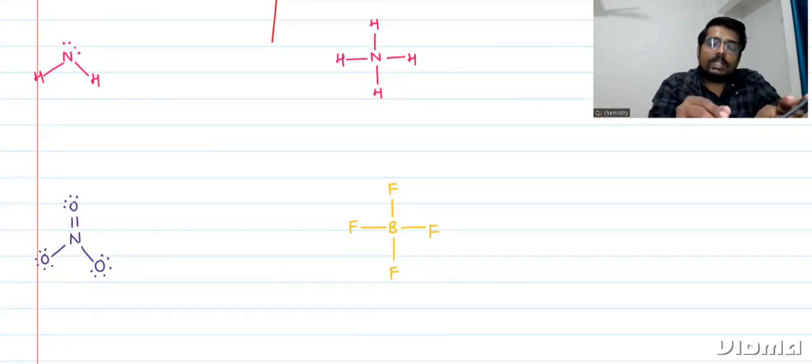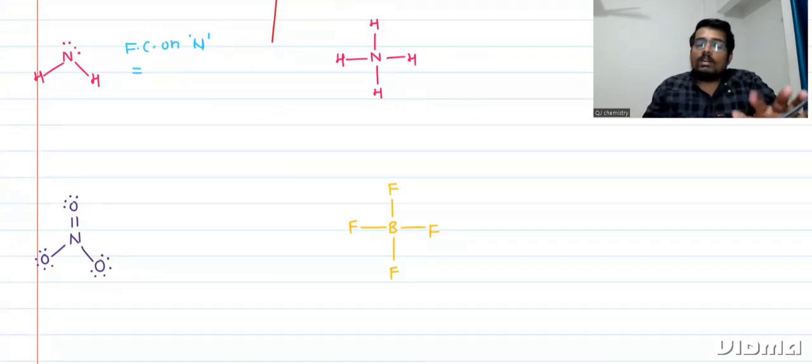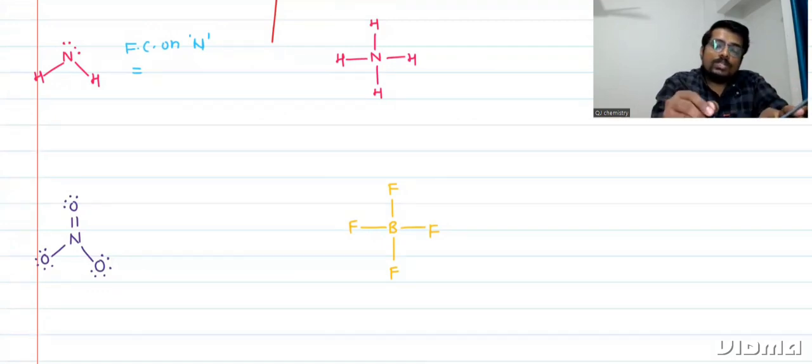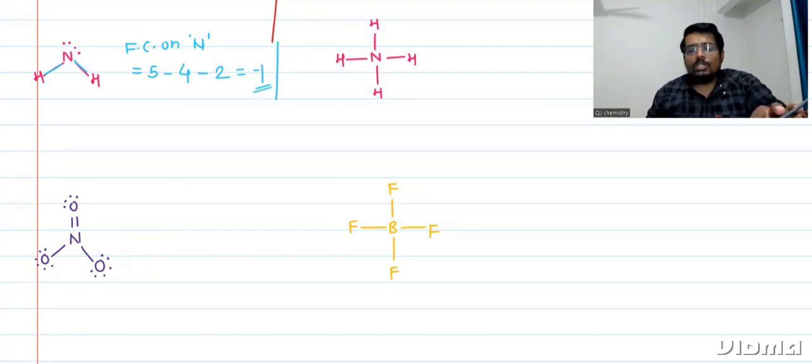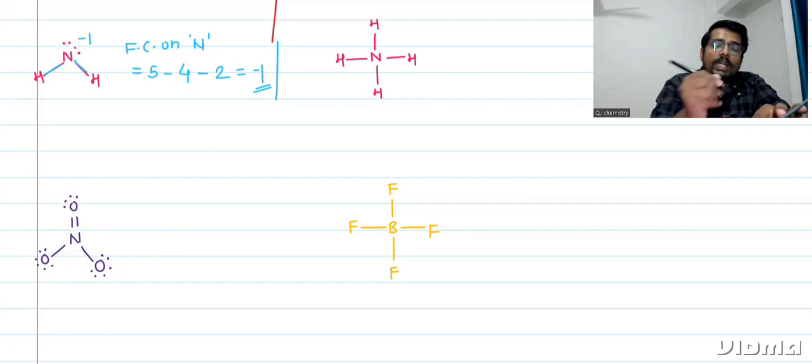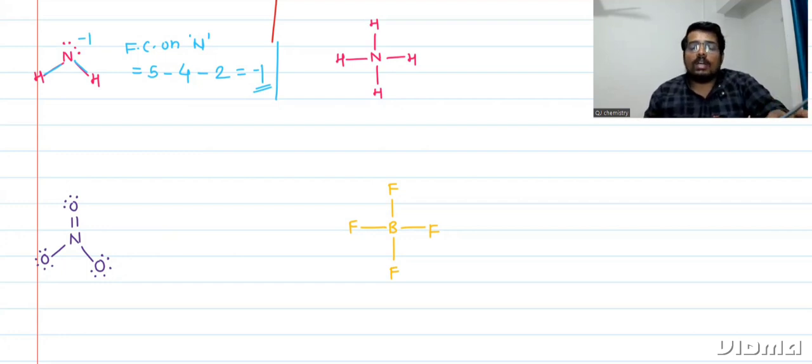In NH2, let us find the formal charge on nitrogen. The number of electrons in the valence shell of nitrogen is 5, minus how many dots are there on nitrogen? 4, minus how many bonds are associated with nitrogen in total? 2 bonds. So what is the formal charge on nitrogen? The formal charge on nitrogen is minus 1. Okay, so this is the amide ion, NH2 minus 1 ion.